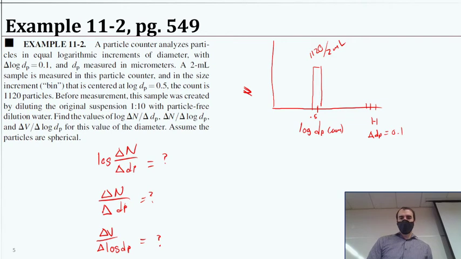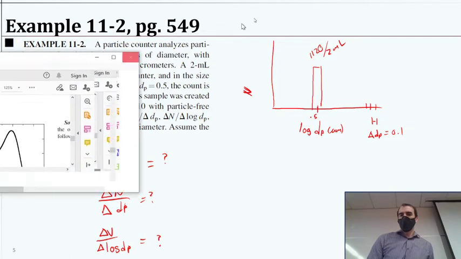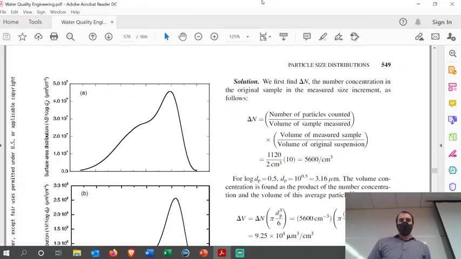So hopefully you've been able to take a look and see what you think about an approach. The solution that the book provides starts with identifying, okay, what is delta N?